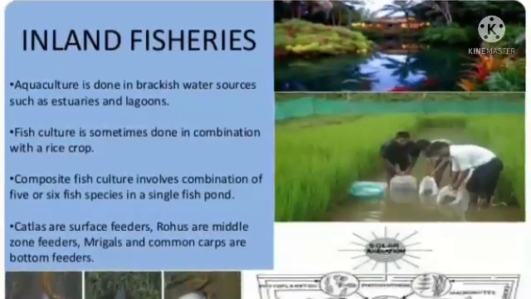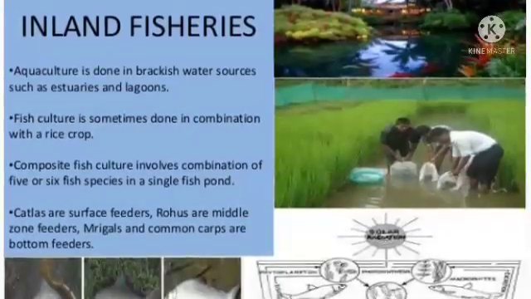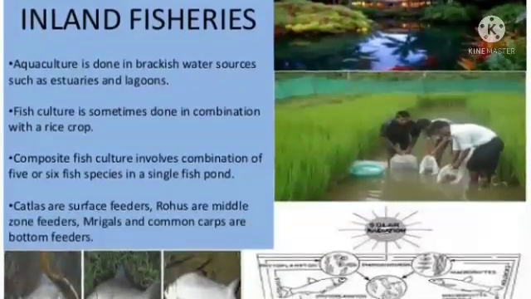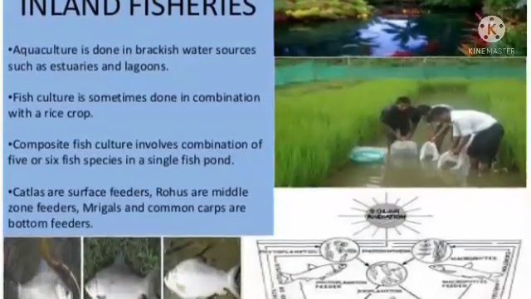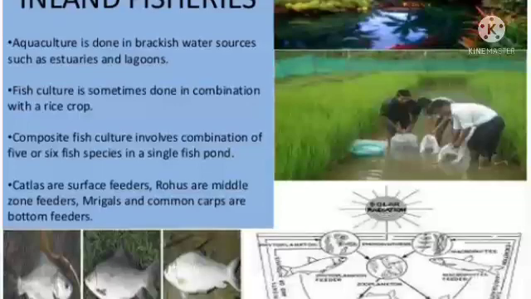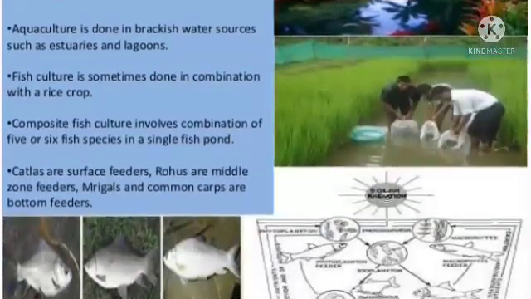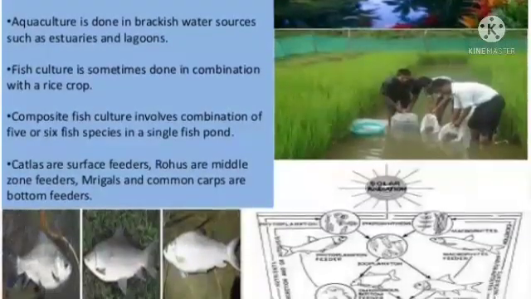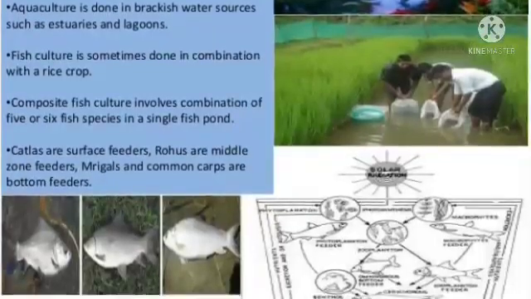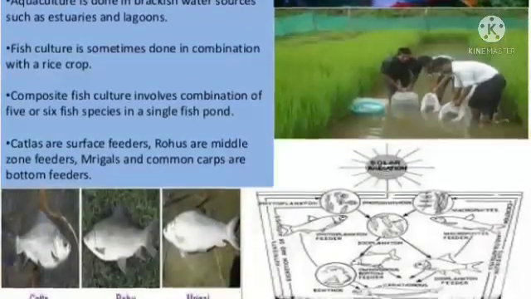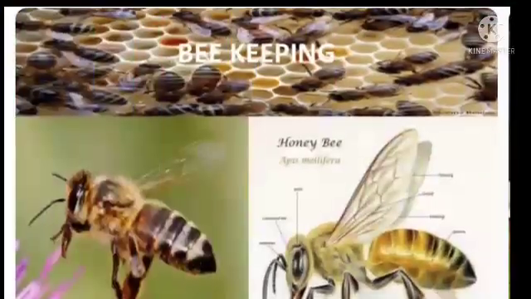Inland fisheries. Aquaculture is done in brackish water sources such as estuaries and lagoons. Fish culture is sometimes done in combination with the rice crop. Composite fish culture involves combination of 5 or 6 species in a single fish pond. Catlas are surface feeders. Rohus are middle zone feeders. Mrigals and common carps are bottom feeders.